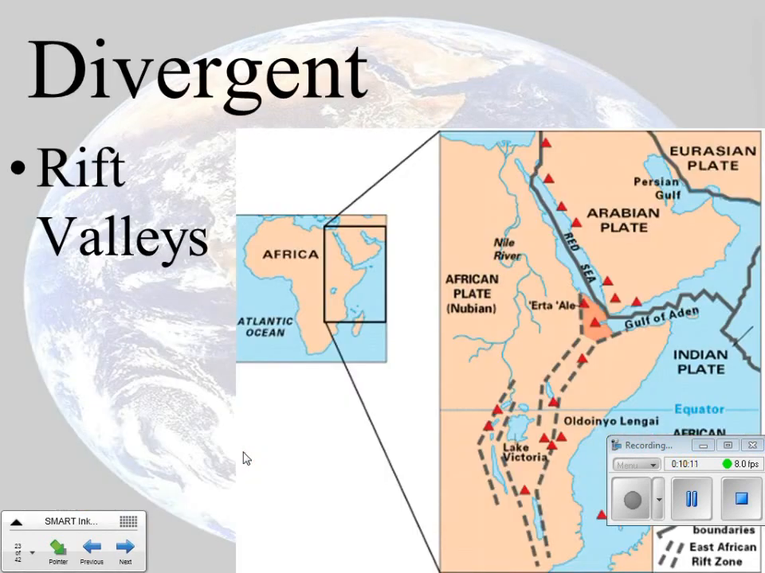And then an example of a divergent boundary is a rift valley. This is the version of what happens on land. You get land that separates away from each other, and that's what's going on here near the Red Sea and the Gulf of Aden, near the Arabian Peninsula. That's what's happening right through here.